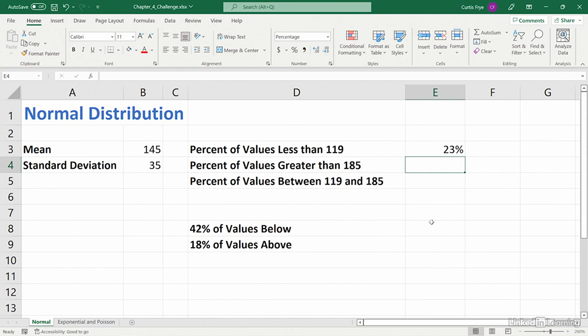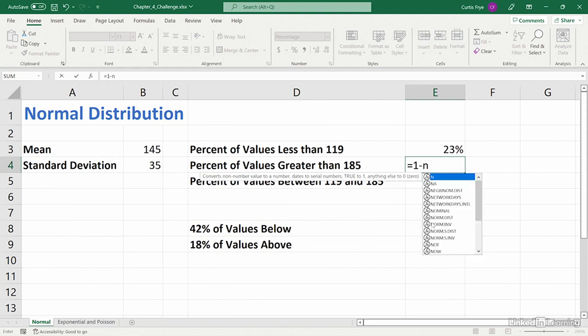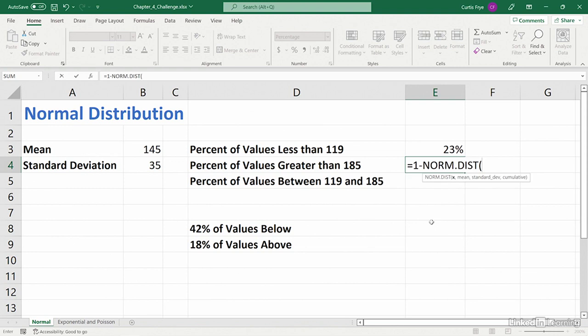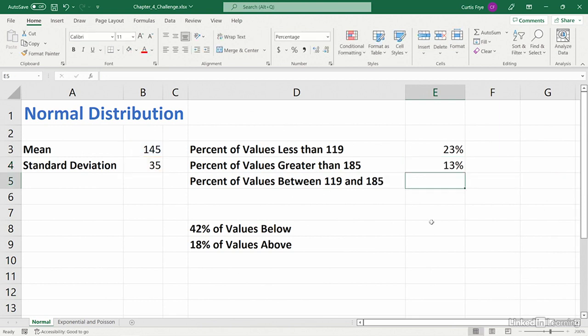Now we can do a similar calculation for percent of values greater than 185, except we need to subtract the value from 1, because instead of looking to the left of the value, less than, we're looking to the right. So for E4, type equal, 1 minus, and then a very similar calculation to what we had before. Norm.dist, 185, comma, mean in B3, standard deviation in B4. Again, looking for the cumulative, right parentheses, enter, and we get 13%. That's good. So we've accounted for 36% of our values.